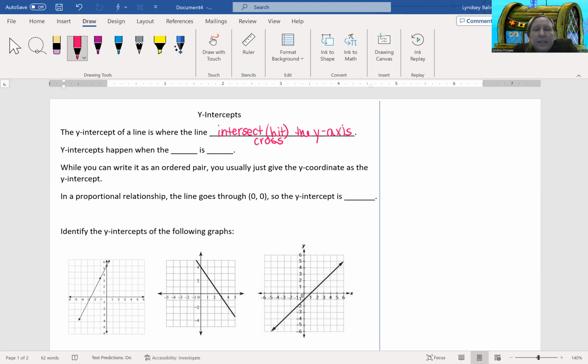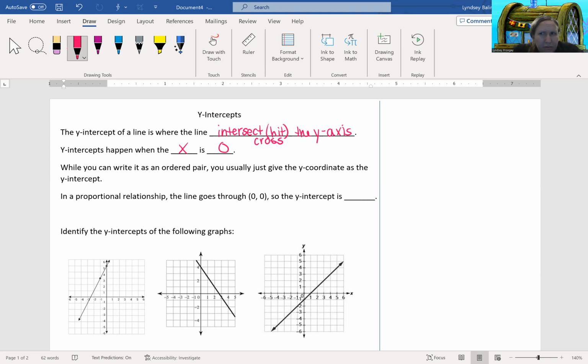Because it's hitting the Y-axis, keep in mind anything on that Y-axis has an X coordinate of 0. When we graph an ordered pair and we're staying on the Y-axis, it means we didn't move any left or right. So our X coordinate is 0. So Y-intercepts happen when the X is 0.